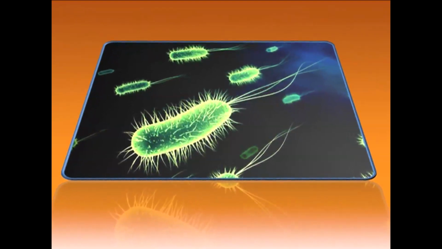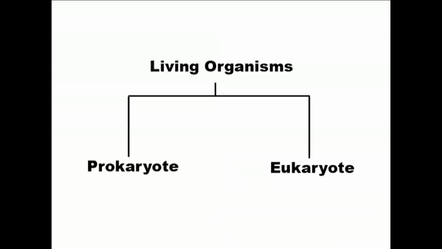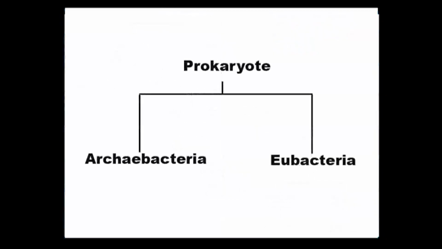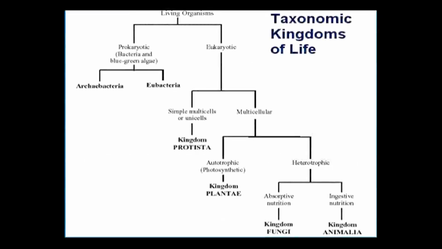This is the general structure of prokaryotic cell. The living organism is divided into two main classes: number 1 prokaryote and number 2 eukaryote. The prokaryotes are divided as archaebacteria and eubacteria. Eubacteria is the general bacteria. Today I will talk about general bacterial structure.